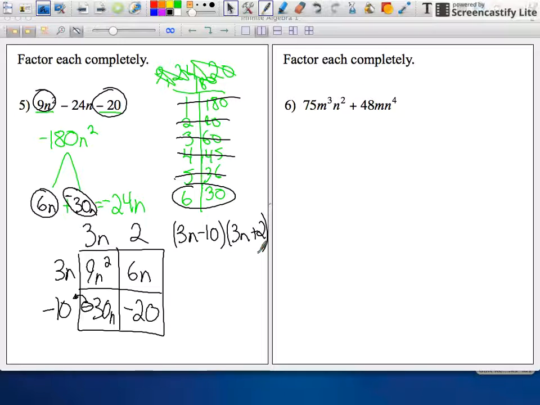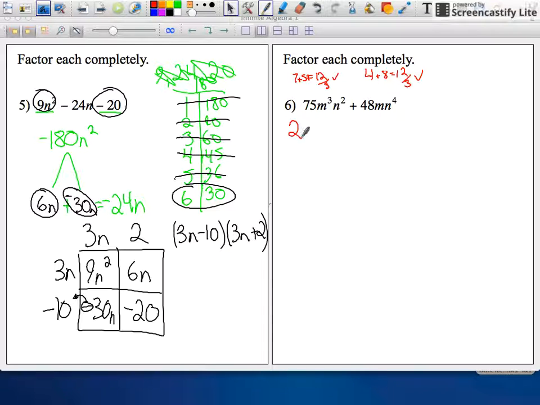On to number 6. First thing I noticed about number 6 is it's only got two pieces. Okay, so I'm thinking greatest common factor and then possibly perfect squares. Well, the only number that pops out to me going into both of these is 3. Because I know 7 plus 5 is 12, which is divisible by 3. 4 plus 8 is 12, which is divisible by 3.